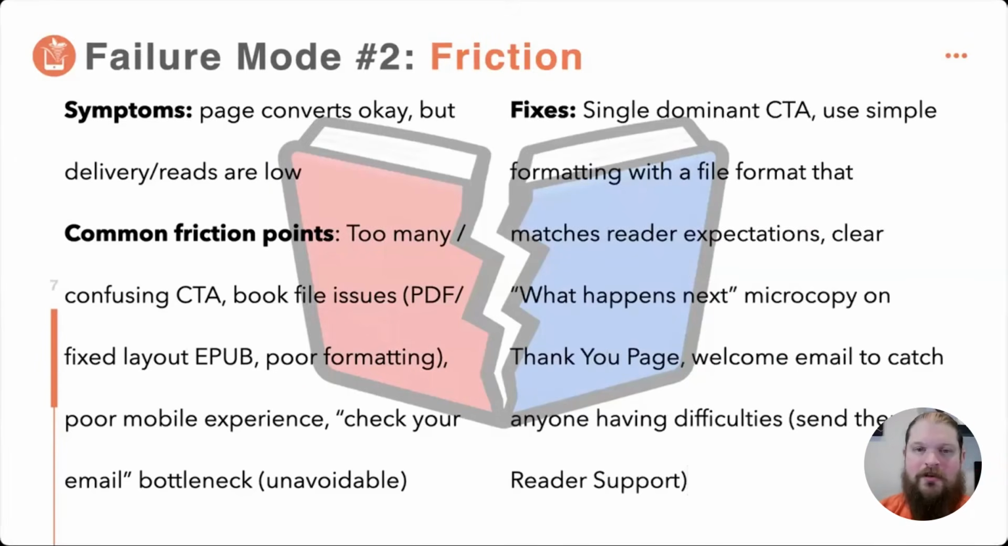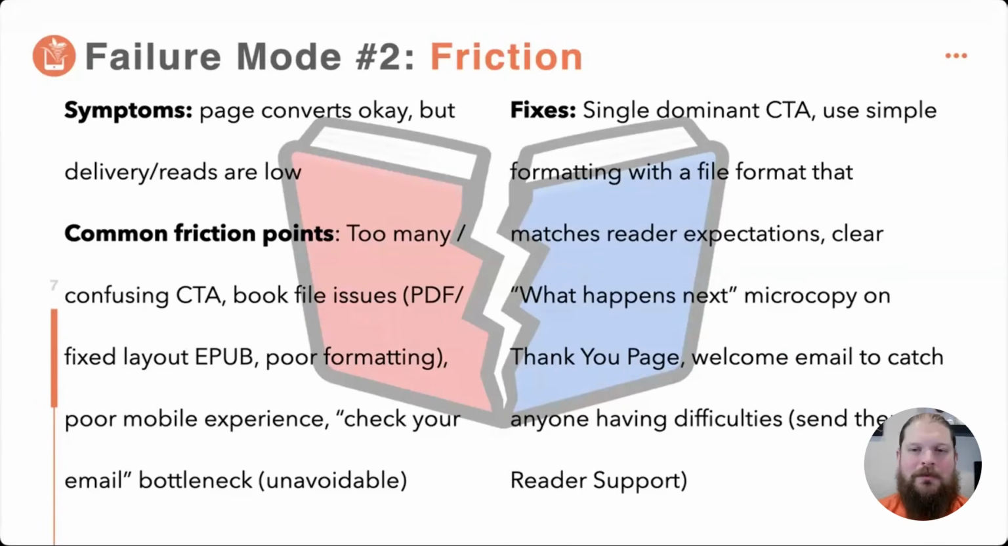So all the fixes here, they all just appeared on the screen all at once. Don't worry, I'll go through them one at a time. So having a single dominant call to action on the landing page. This is typically going to be on the button on a BookFunnel landing page. We give you actually a pretty decent one. Get my book is actually pretty good, but you can change it if you want to.